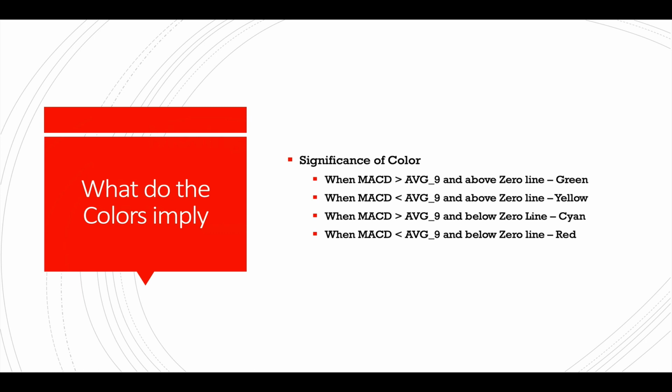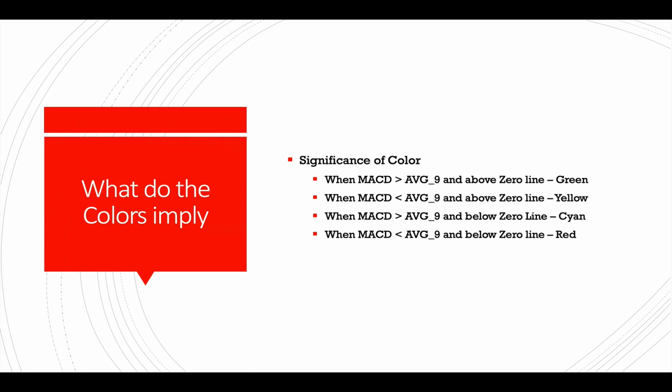Now, when you're moving from red to cyan, it means if you are in a short position, then it could be a reasonable spot to close your short position when you go from red to cyan. And likewise, when you're in a long position, as you go from green to yellow, it could be a reasonable spot to close your trade.